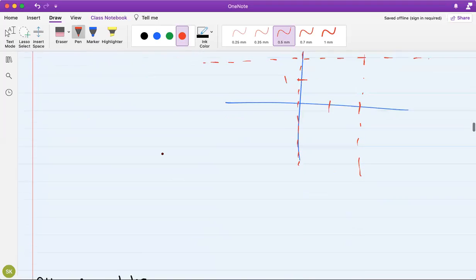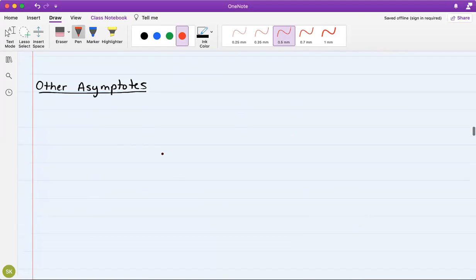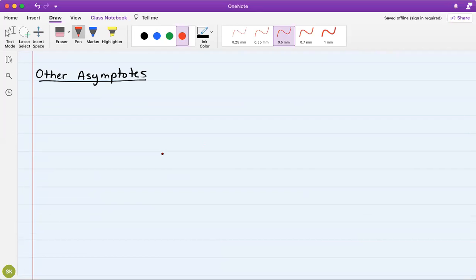Okay, let's move on. There are other types of asymptotes. There's something that's called an oblique asymptote. That's the asymptote we're going to learn about. So I'm going to put that here. Oblique asymptote.